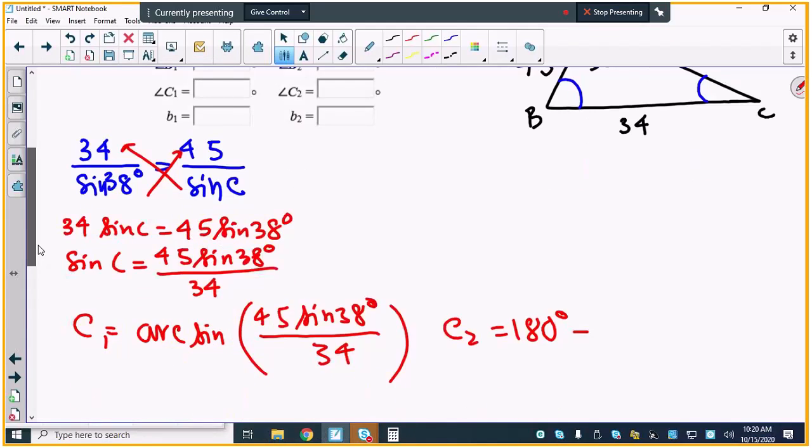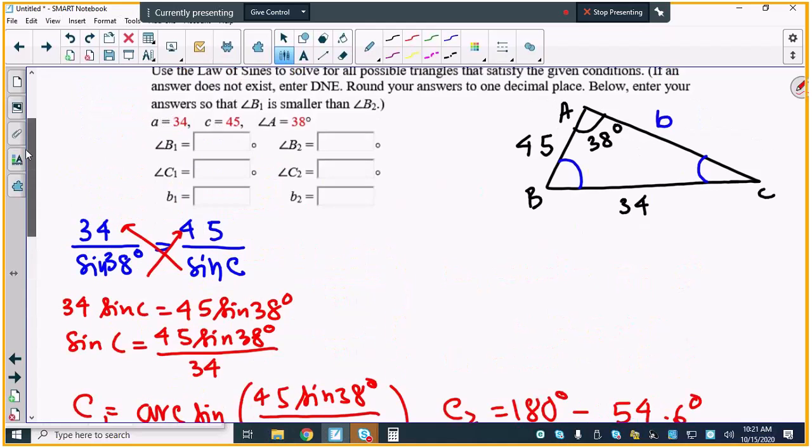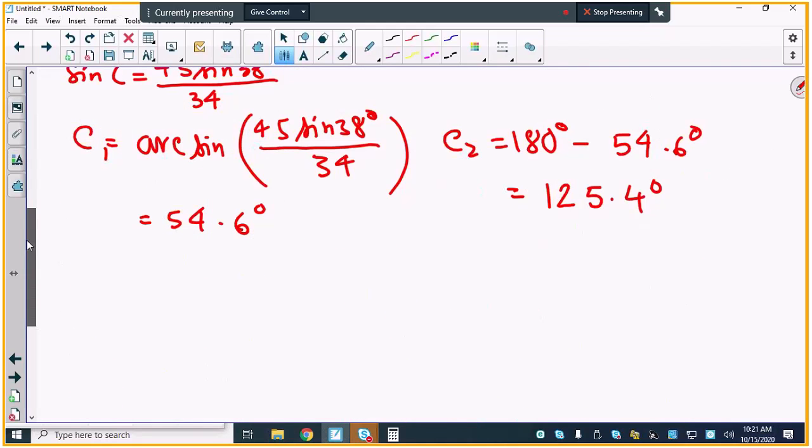Okay, so I said that C1 is 54.6 degrees. What is C2? Well, C2 is 180 degrees minus 54.6 degrees. So that quantity is going to be 125.4 degrees. So far we have two angles found out. We have the angle A given to us, and we found angle C.